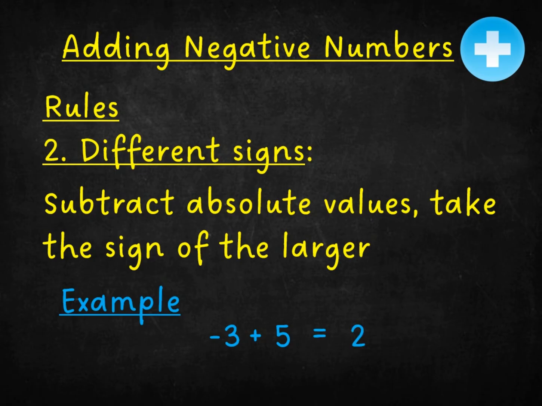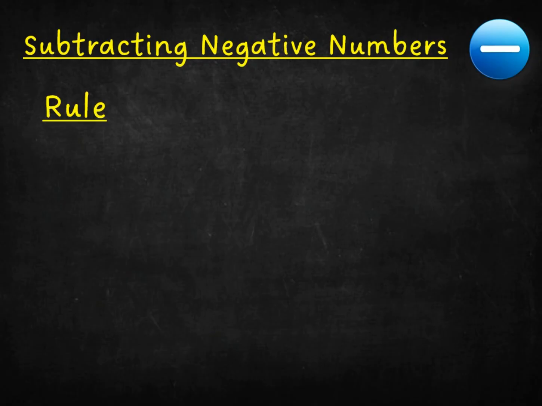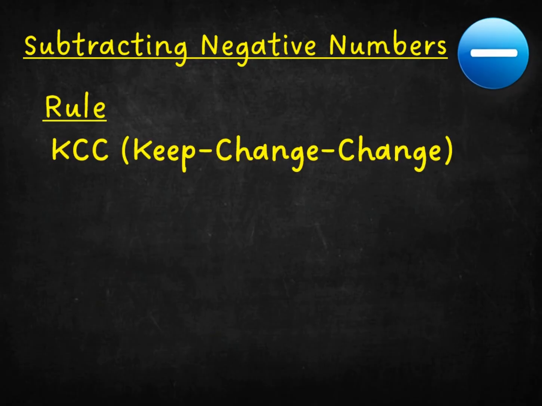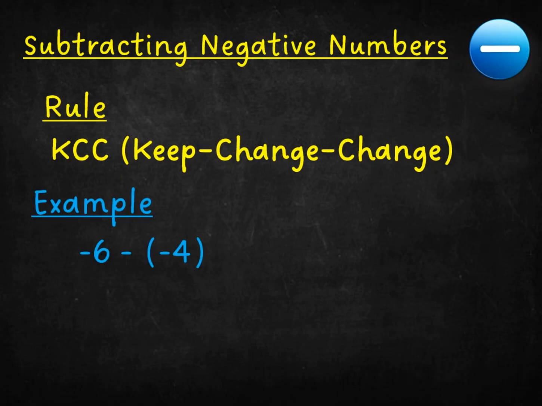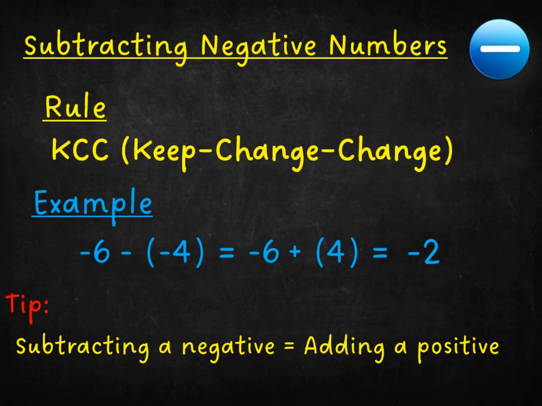Let's go for subtracting negative numbers. The rule is KCC. Keep, change, change. For example, -6 minus -4. Keep the first number -6. Change the minus sign to plus sign. And change the sign of the second number to its opposite. So we get +4. And by simple adding, the result is -2. The tip is subtracting a negative number equals adding a positive number.